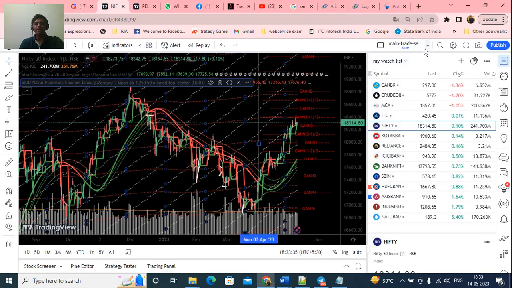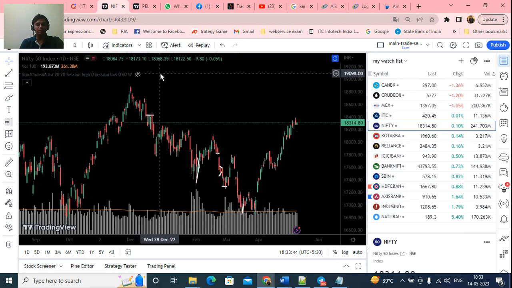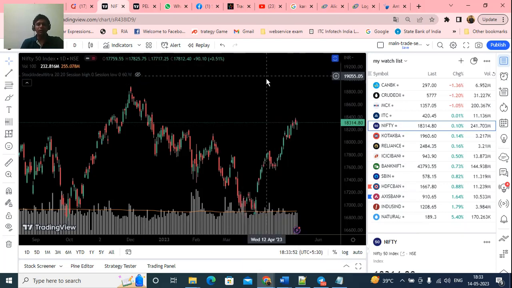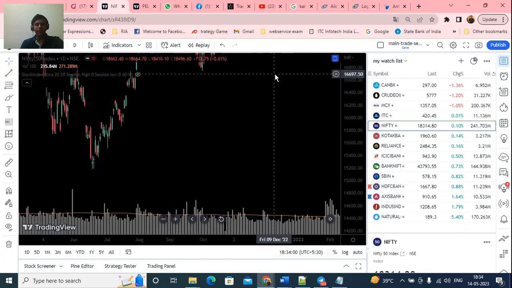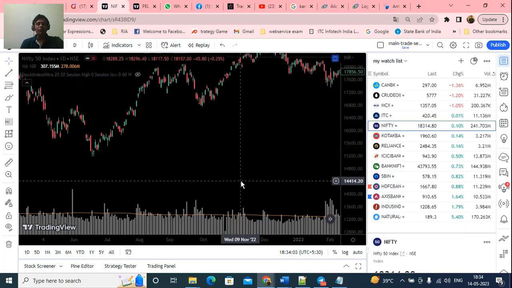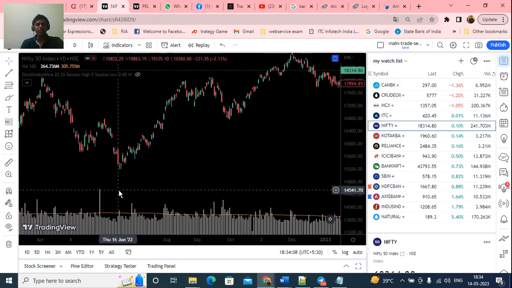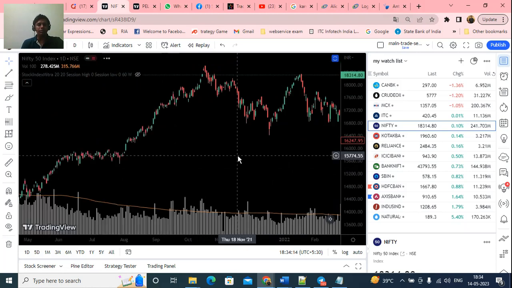Okay, let me remove everything from the chart. So let's go a little back, and we will check whether these are valid points or not. So we have this corona low. This is not the corona low. We have the corona low below this one.